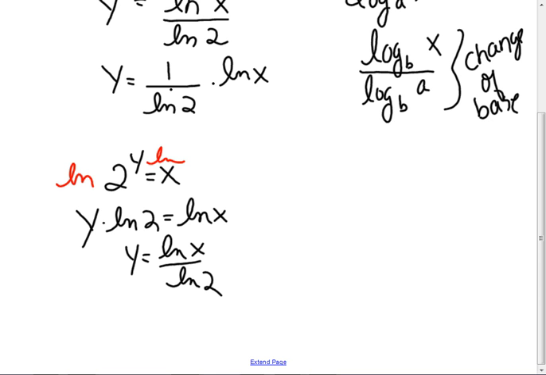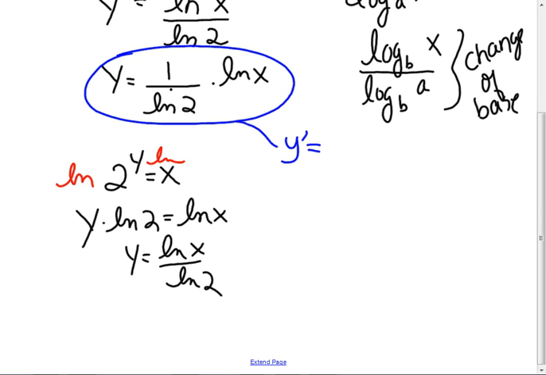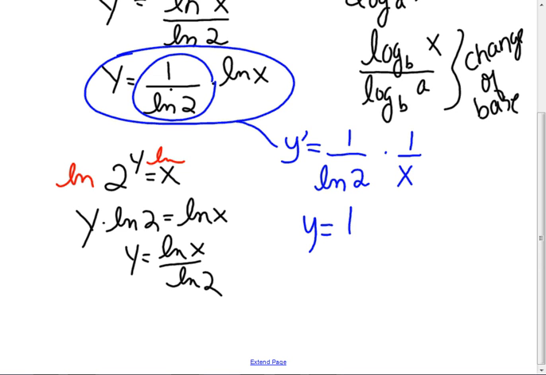Okay, so let's take the derivative of this. So what's y prime? Can I ignore this? It's 1 divided by 0.69, I don't know exactly what it is, whatever it is. 1 over the log of 2. And what's the derivative of the log of x? 1 over x. Remember what y was? y was equal to log base 2 of x. Honestly, I do the change of base and then do the derivative. I don't memorize this formula. I'm going to come up with it in a second.